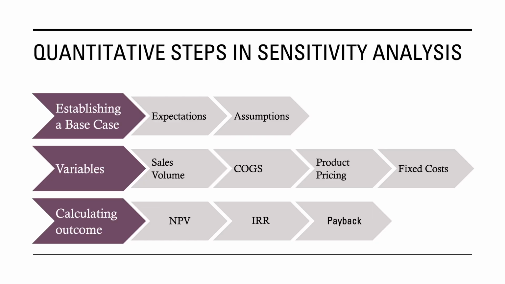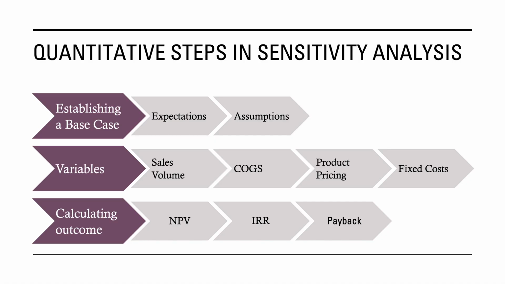When it comes to quantitative steps in sensitivity analysis, the first thing we need to do is set up a base case using our expected cash flows and assumptions about a certain project. Once we have a starting point, we can conduct our analysis by choosing a variable that would affect some of our cash flow and adjust it in small increments. So some of the variables include our sales volume, our cost of goods sold, product pricing, or just other fixed costs related to the project.